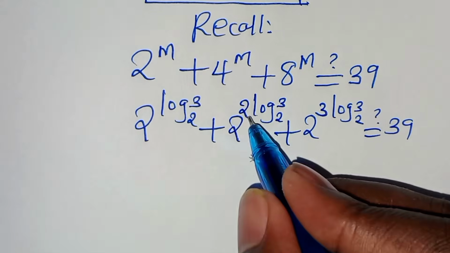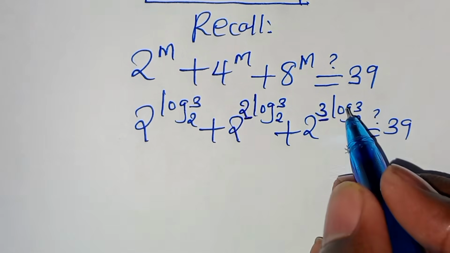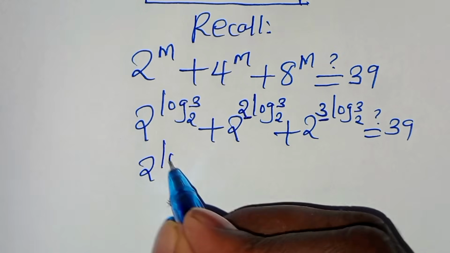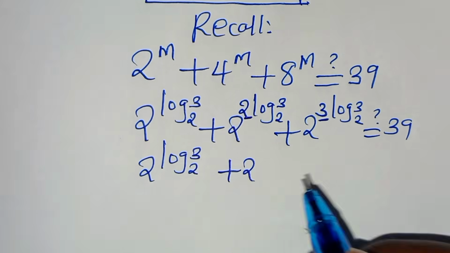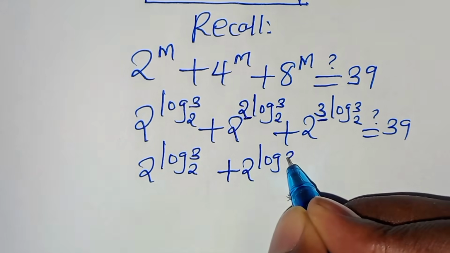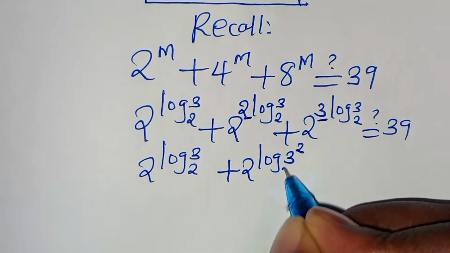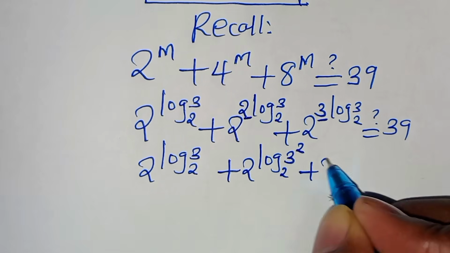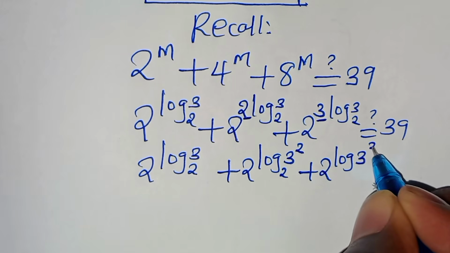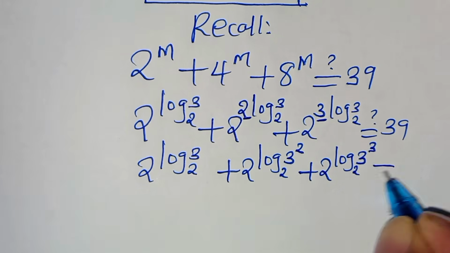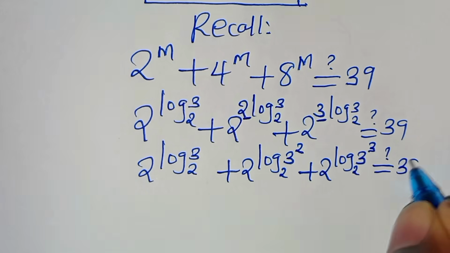Now, 4 is a power of 2, and also 8 is a power of 2. So we can express this as 2 to the power of log 3 to base 2 plus 2 raised to the power of log 3 squared to base 2, then plus 2 raised to the power of log 3 to the power of 3, then to base 2. This should give us a value of 39.